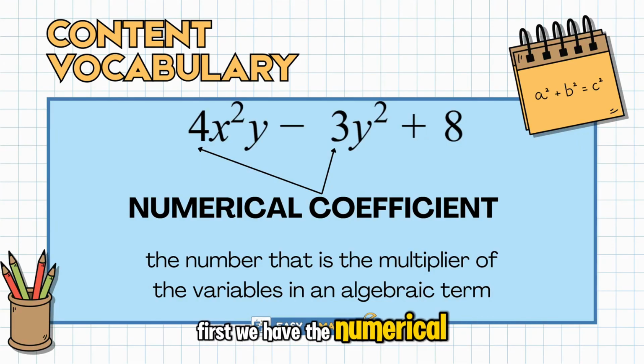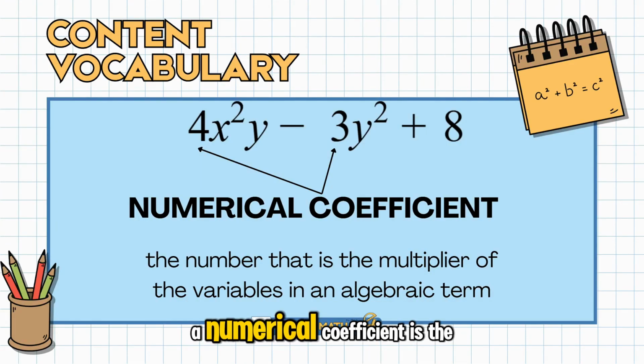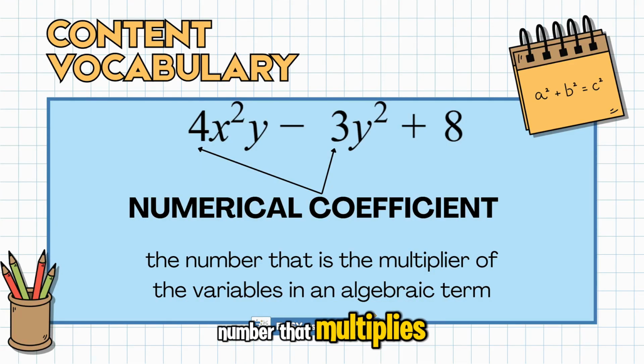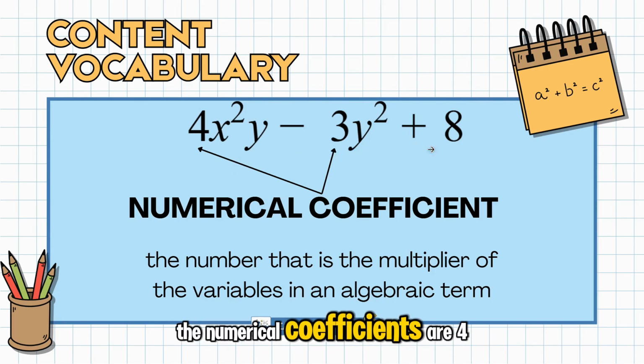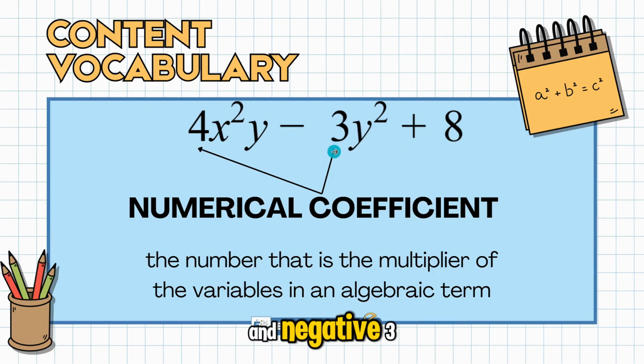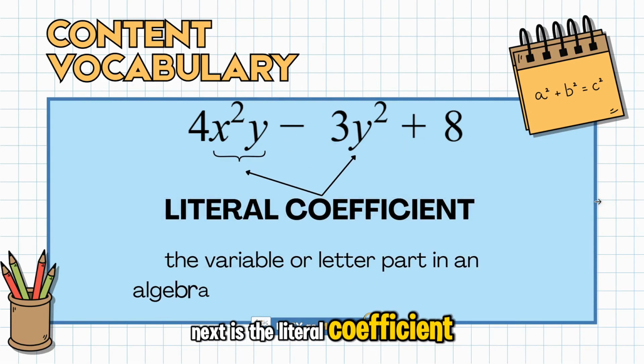First we have the numerical coefficient. A numerical coefficient is the number that multiplies the variable in an algebraic term. For example, in the expression 4x squared y minus 3y squared plus 8, the numerical coefficients are 4 and negative 3. Next is the literal coefficient.